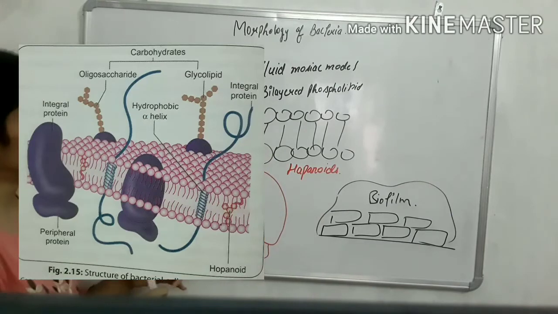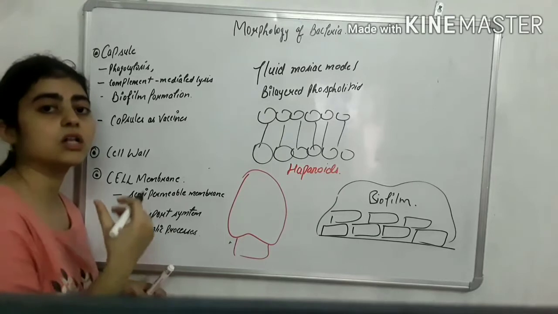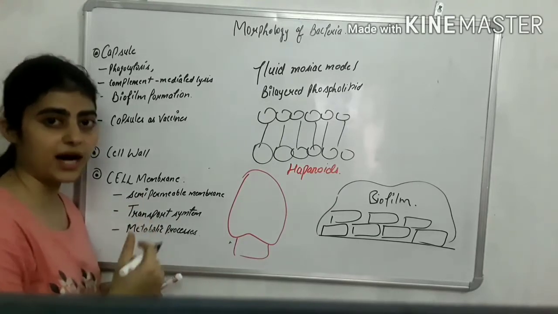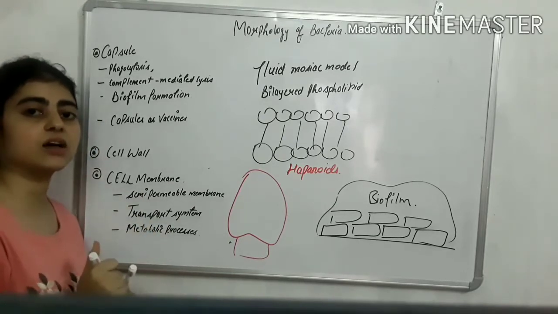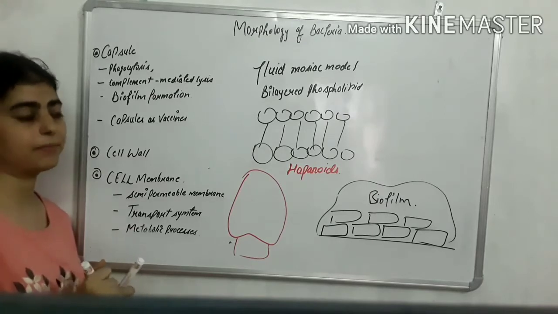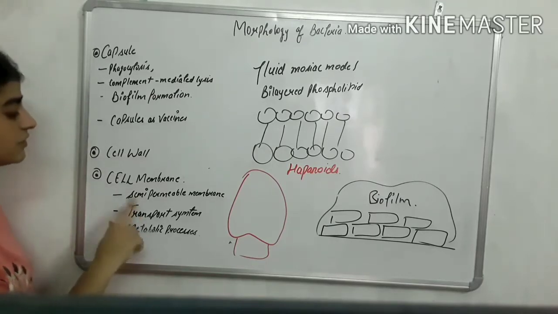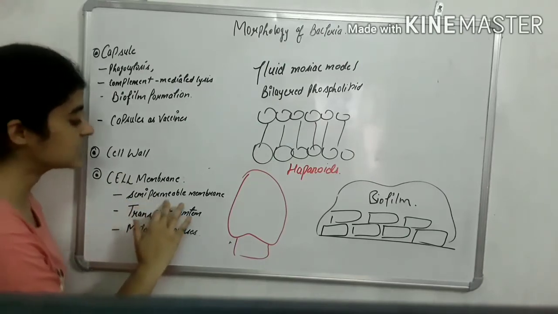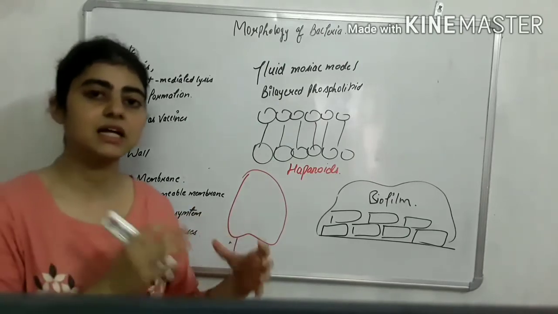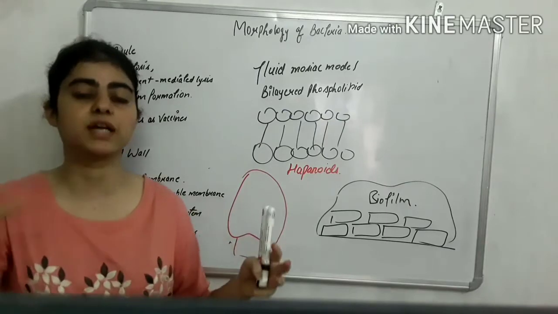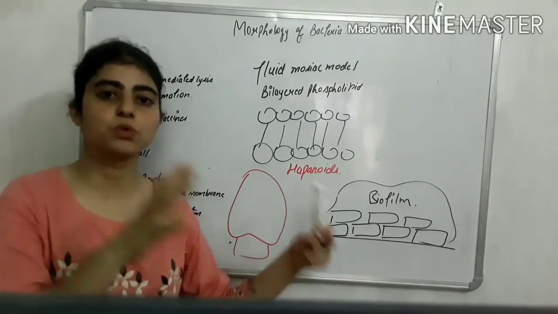Next, the cell membrane also contains some carbohydrates embedded in it. Now we will focus on the functions of the cell membrane. First, the cell membrane acts as a semi-permeable membrane. It will allow some molecules to move in and some molecules to move out.